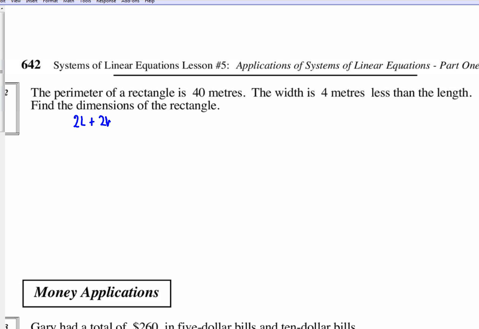2L plus 2W equals 40. That's your perimeter formula of a rectangle. Okay, so you have W minus 4. So the width is 4 meters less than the length.